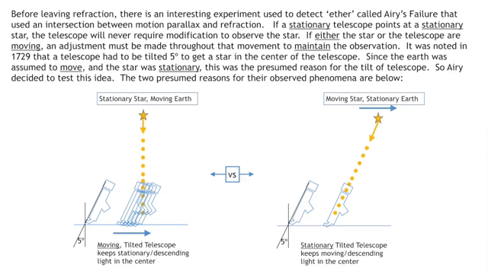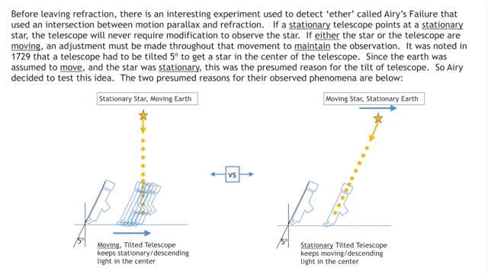So before leaving refraction, there is an interesting experiment used to detect ether called Airy's failure that used an intersection between motion parallax and refraction, so I wanted to mention it here. If a stationary telescope points at a stationary star, the telescope will never require modification to observe the star. If either the star or the telescope are moving, an adjustment must be made throughout that movement to maintain the observation. So it was noted in 1729 that a telescope had to be tilted 5 degrees to get a star in the center of the telescope. Since the Earth was assumed to move and the sky was stationary, this was presumed to be the reason for the tilt of the telescope.